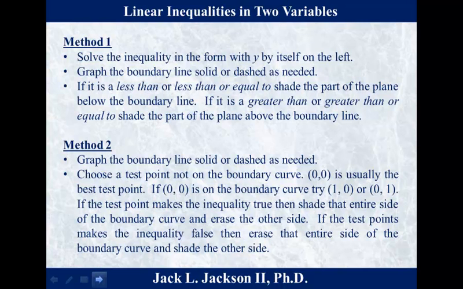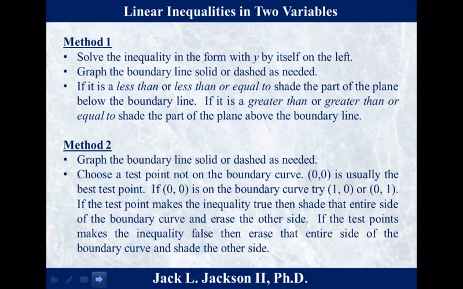Another way to do this, maybe even better in some ways, is to again graph the boundary line solid or dashed as needed, in the same way that you did for method 1, but this time to decide which side of the line you're going to graph, all you have to do is do a test point. You need to test a point that's not on the boundary curve. So if 0, 0 is not on the boundary curve, that's usually the easiest thing to evaluate at, so that's usually what I use for a test point.